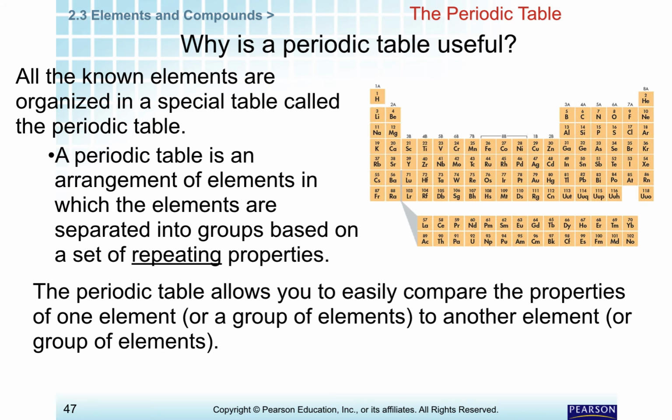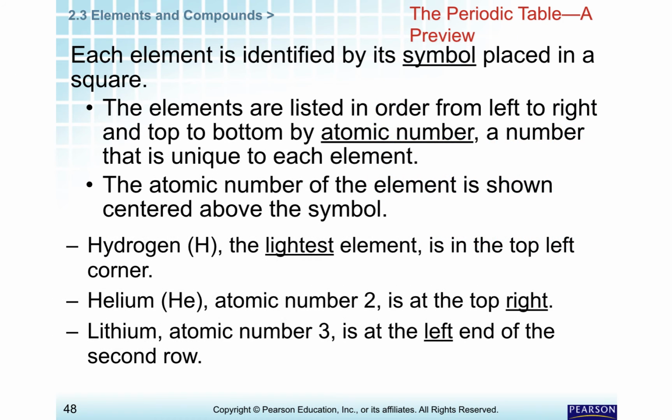The periodic table is a well-known special table that we use to organize our elements. It's an arrangement of the elements in which the elements are separated into groups based on a set of repeating patterns. The word periodic means repeating. The periodic table allows you to easily compare the properties of one element or a group of elements to another element or another group of elements. Each element is identified by its symbol placed in a square. The elements are listed in order from left to right and top to bottom by atomic number, which is a number unique to each element. The atomic number of the element is shown centered above the symbol.